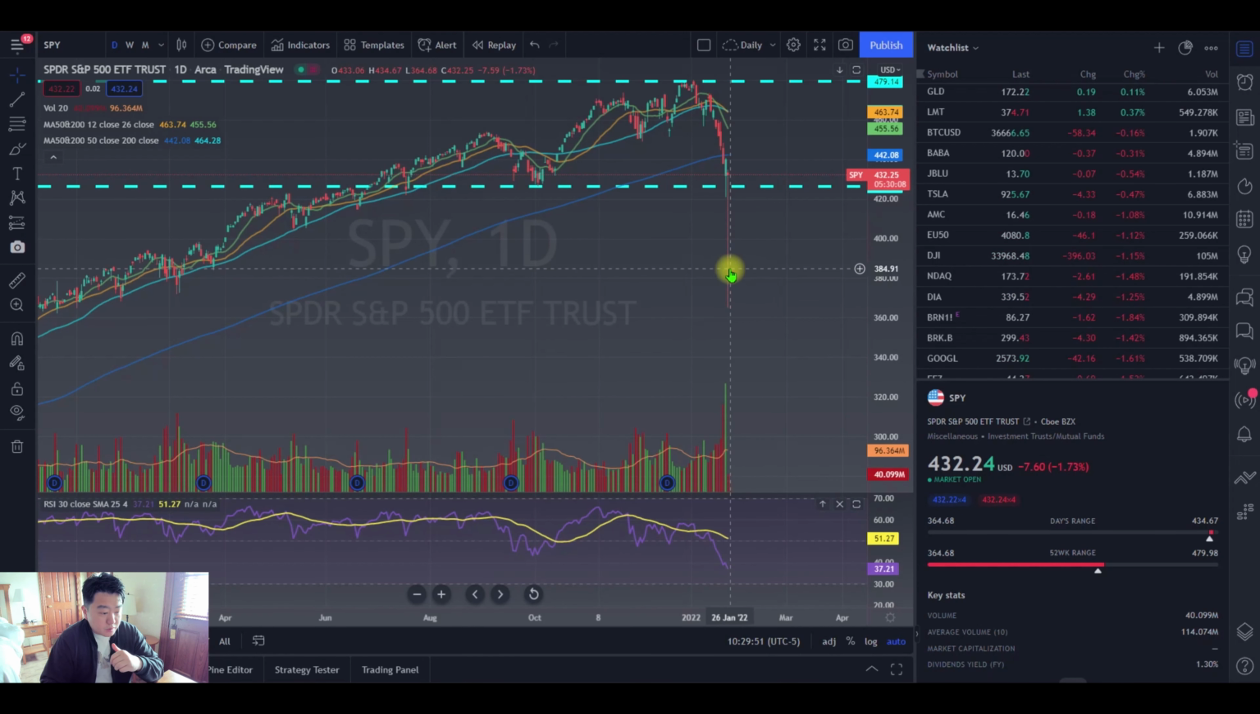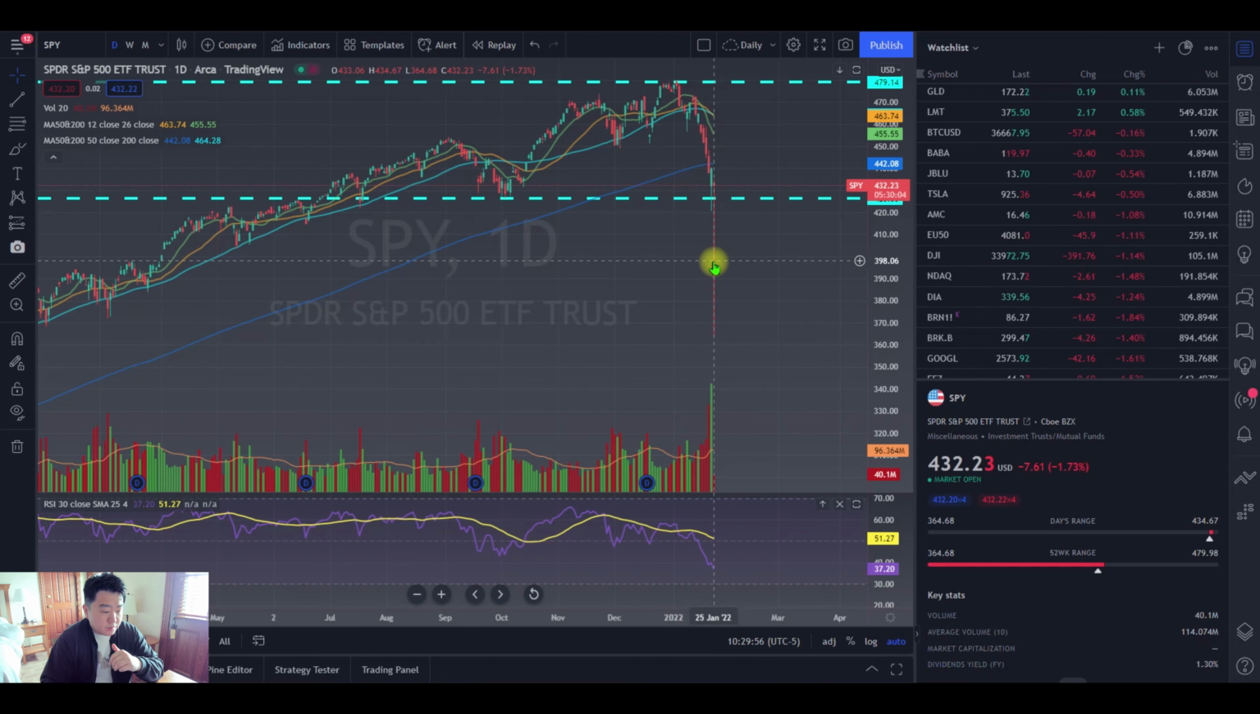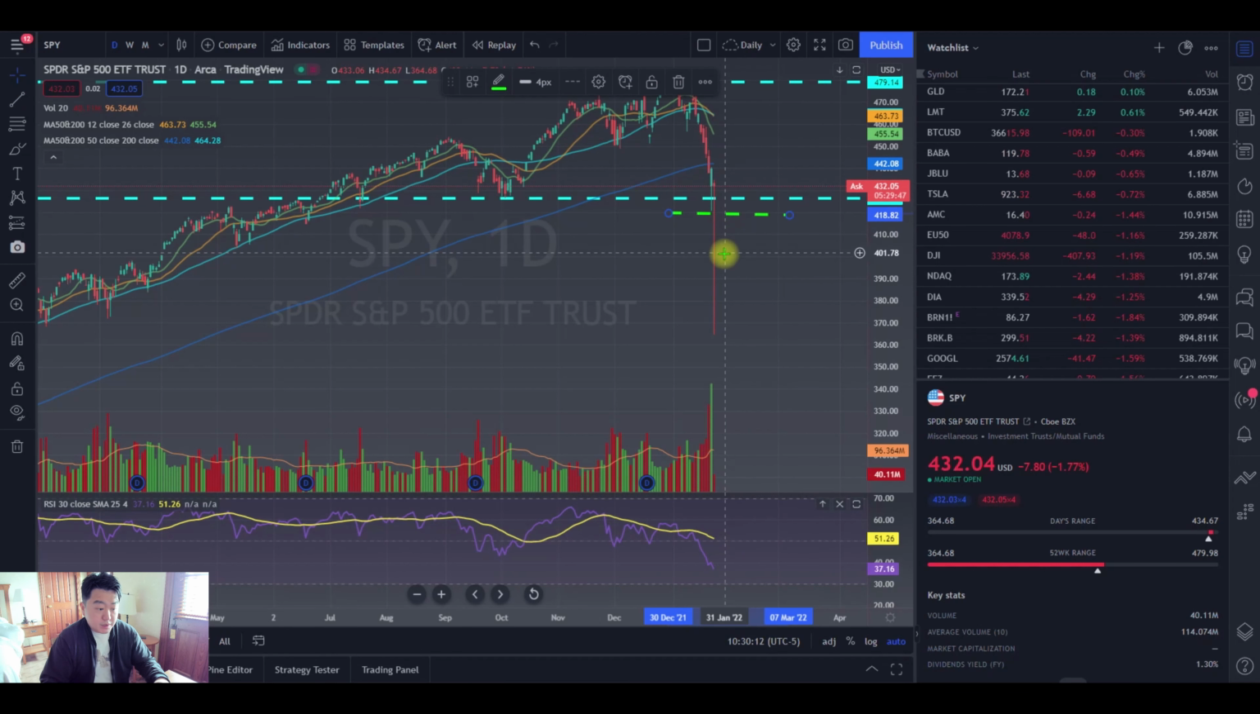Don't pay too much attention to this tail. It could just be a through print from intraday trading. I will not refer to the low of this tail because that's not a real print. Right now, I'm really just looking at the low of yesterday, which is 420. Let's put a trend line. That's going to be the next point to breach. If we breach that, of course, there's a chance of getting lower.